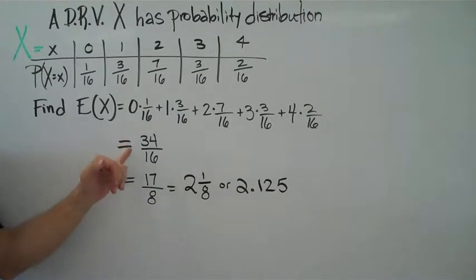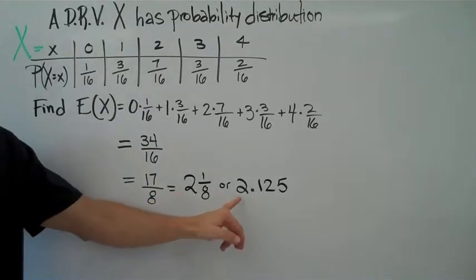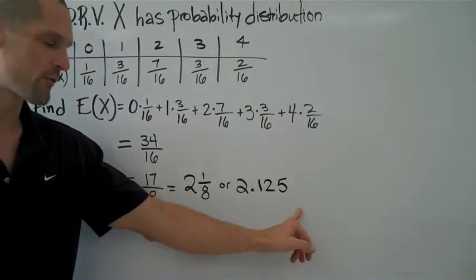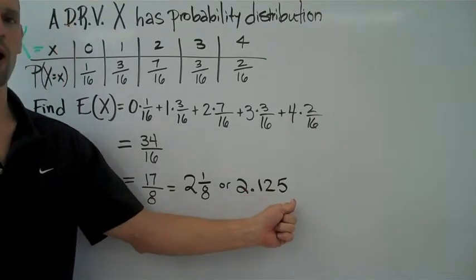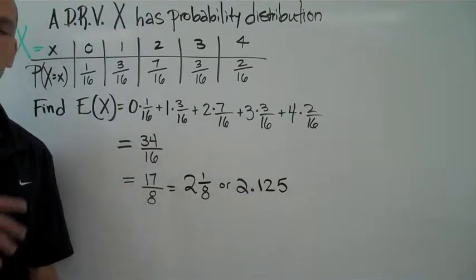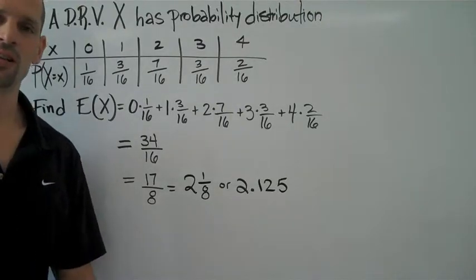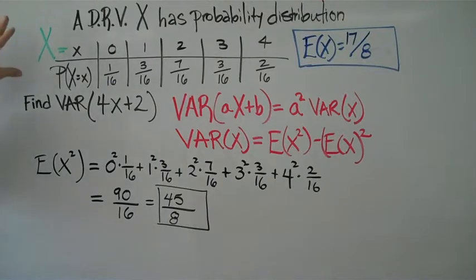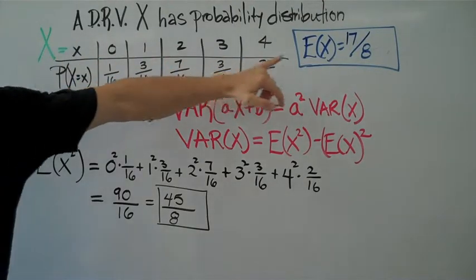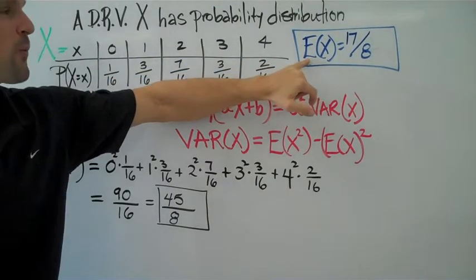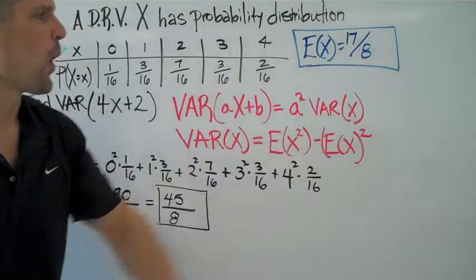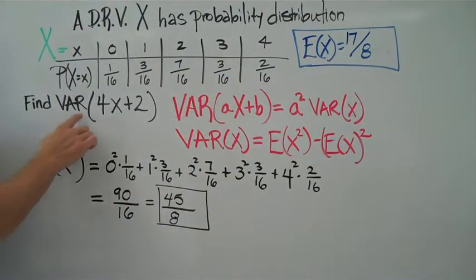When you add those up, you get 34 over 16, which simplifies by dividing by 2 to 17 over 8, which you can write as 2 and 1/8, or 2.125. I put 4 sig figs here, but you should be using 3 sig figs. We found our expected value, our long run expected mean value. Let's now find variance and standard deviation. So here is my probability distribution. I just found the expected value was 2 and 1/8, which I'm going to keep as 17 over 8. Now I'm asked to find the variance of 4X plus 2.